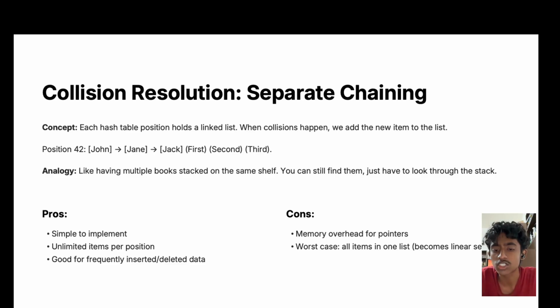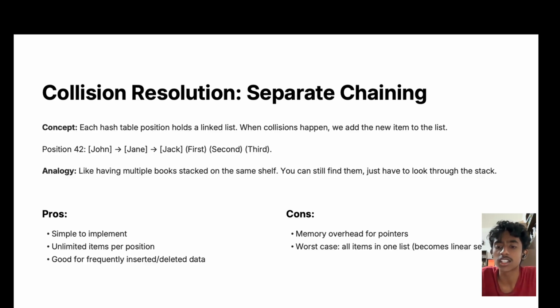When input strings Jane and John both map to output 42, we need a way to resolve it. One collision resolution technique is separate chaining. The concept is that each hash table position holds a linked list, and when collisions happen, we add the new item to the list. So position 42 would look like John, then Jane, then Jack. It's like having multiple books stacked on the same shelf. You can still find them, you just have to look through the stack.